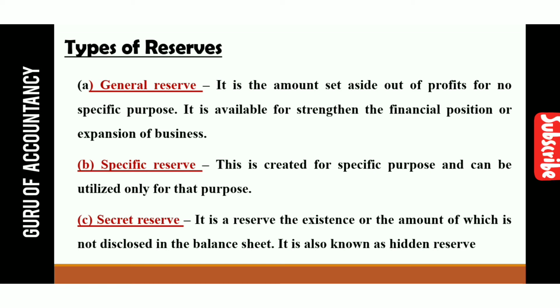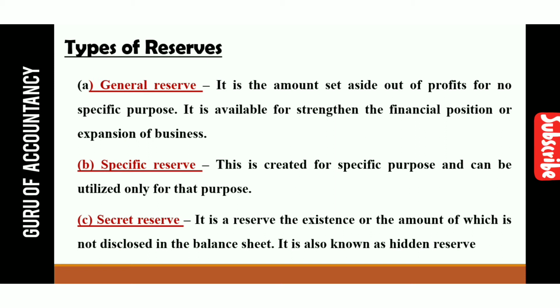So general reserve is created without any purpose. It can be freely utilized, whereas specific reserve is created for a specific purpose and it can be utilized only for that specific purpose. The examples of specific reserves are dividend equalization reserve, reserve for replacement of assets, investment fluctuation fund, workmen compensation fund, debenture redemption reserve, etc.